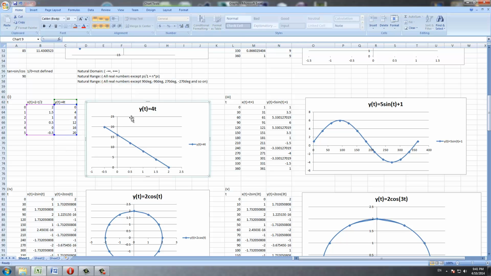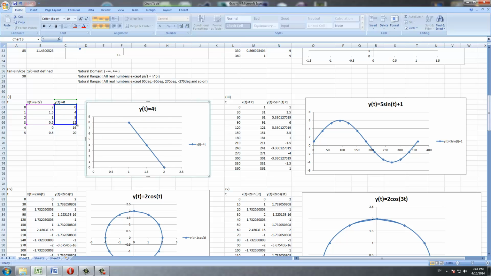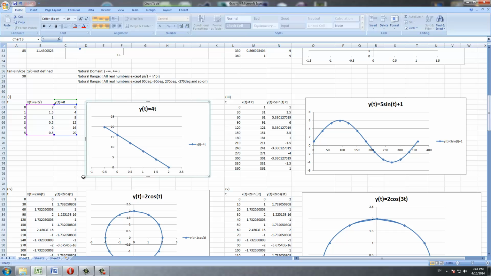So I can just demonstrate this really fast here. I start at point 2, 0, and I just go nicely over the time, and it creates a straight line motion.